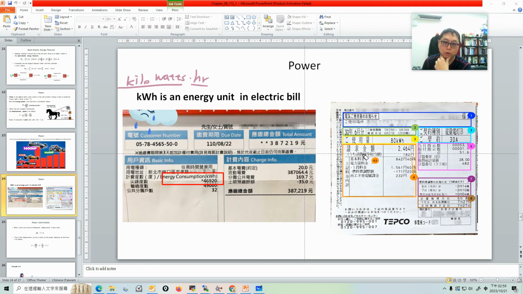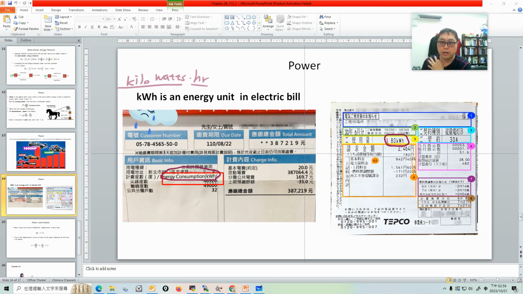So you will see there is a unit here in the Japanese electric bill: you see 80 kilowatt-hours. And in the Taiwanese electric bill, also kilowatt-hours. So it looks like it's a universal unit for energy in electric bills.